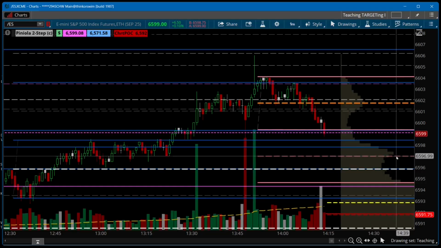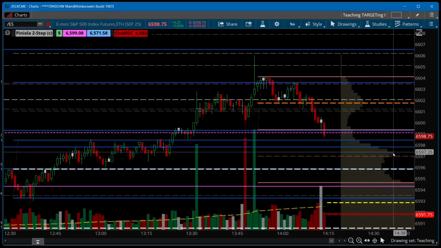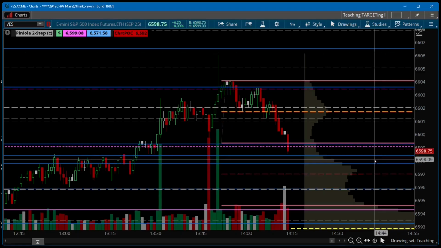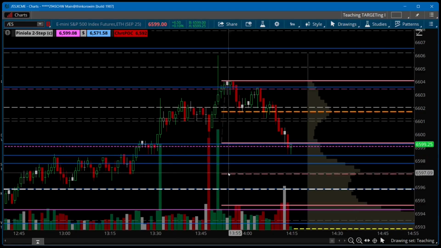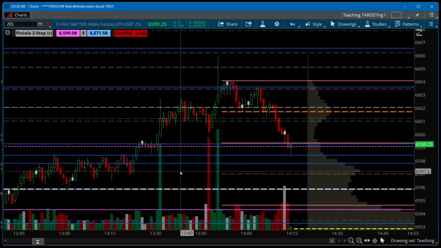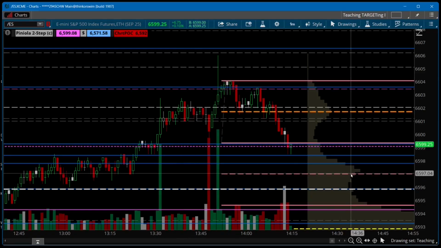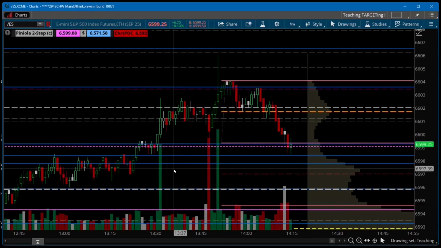And why I think it's a good target is because I'm looking at this volume profile over here. You got two support levels right here. I just don't think they'll hold. I think it comes down to here.